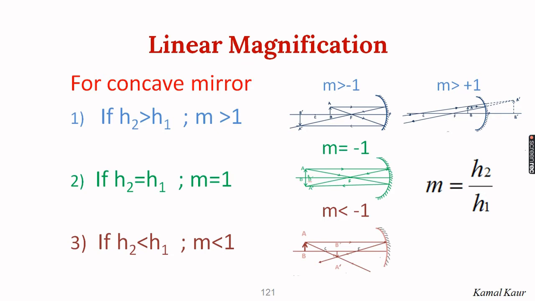Here there are two possibilities which I have drawn. Here the image is enlarged but it is real and inverted. Here the image is enlarged but it is virtual and erect. So we will say here m is greater than minus 1. Here m is greater than plus 1. So these are the three conditions for linear magnification of concave mirror.